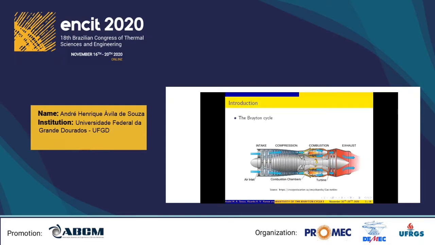To begin, the Brayton cycle was developed by George Brayton in the 19th century for piston engines, but currently the most common use is the gas turbine that operates in an open cycle. The two main applications of the Brayton cycle are the jet engine and electric power generation.